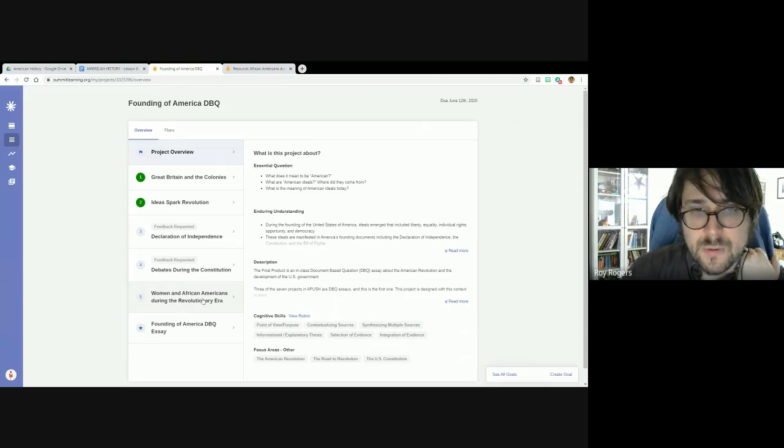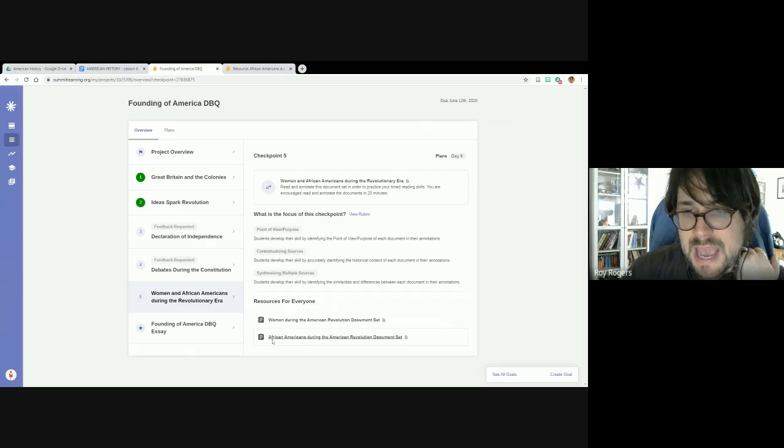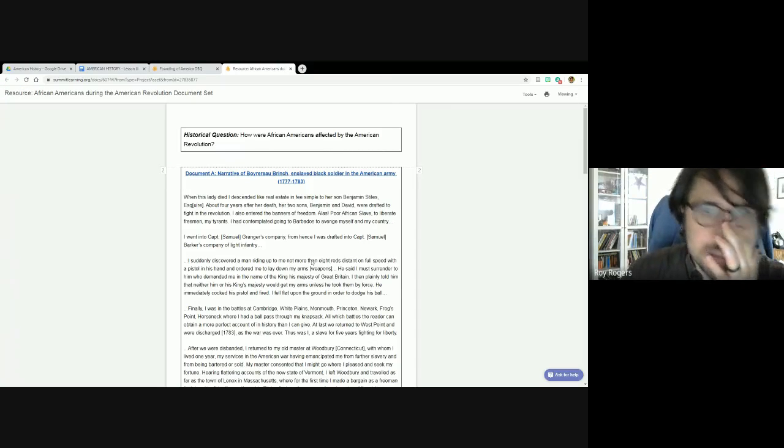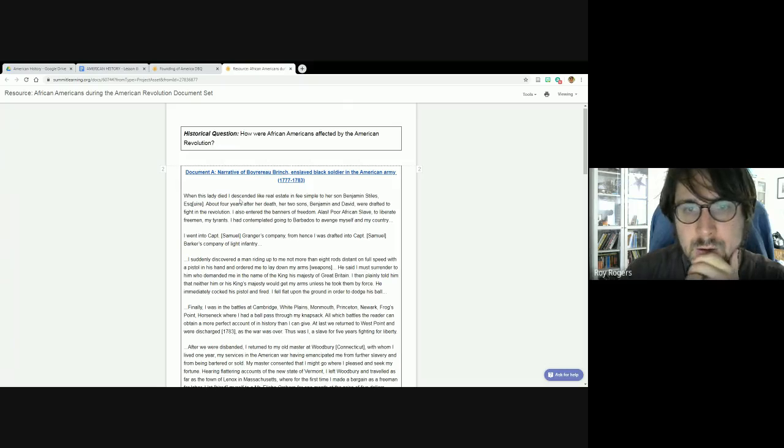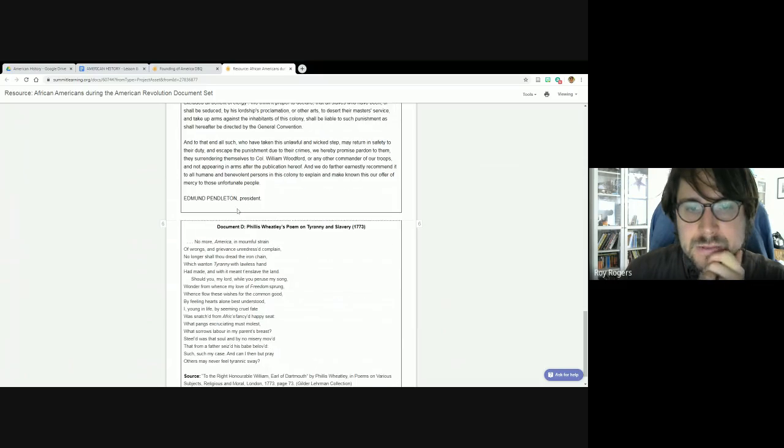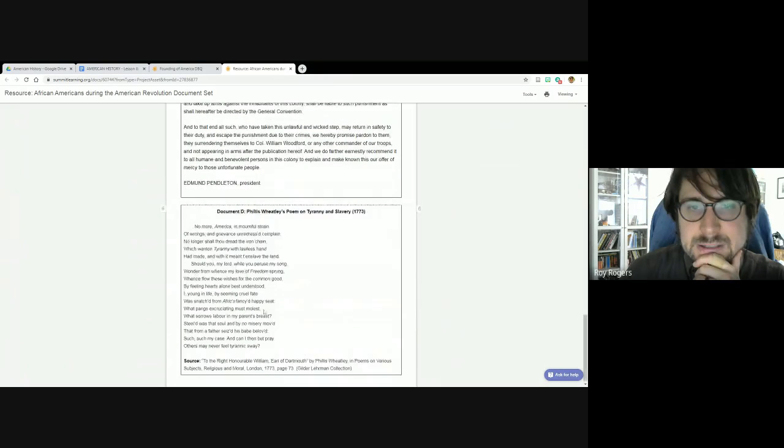All right, and we want checkpoint 5, and then you want to click African Americans during the American Revolution document set. It'll bring you to a page that looks like this. It will say on the top, Resource: African Americans during the American Revolution document set. So what we're going to be doing is reading these 4 documents today.